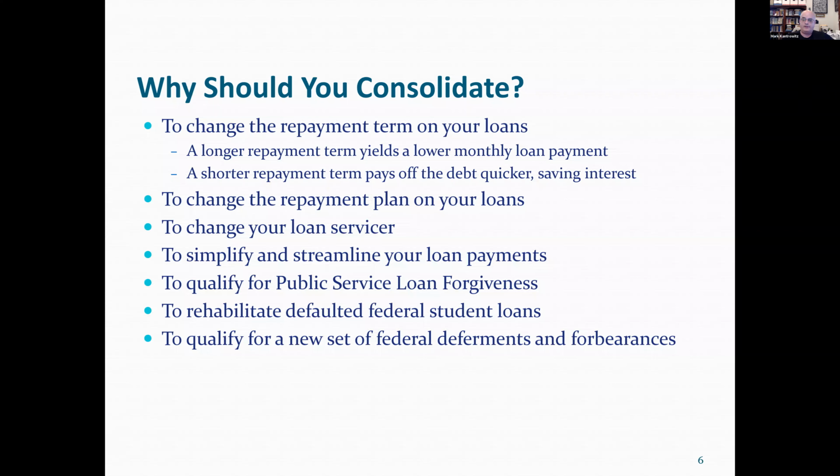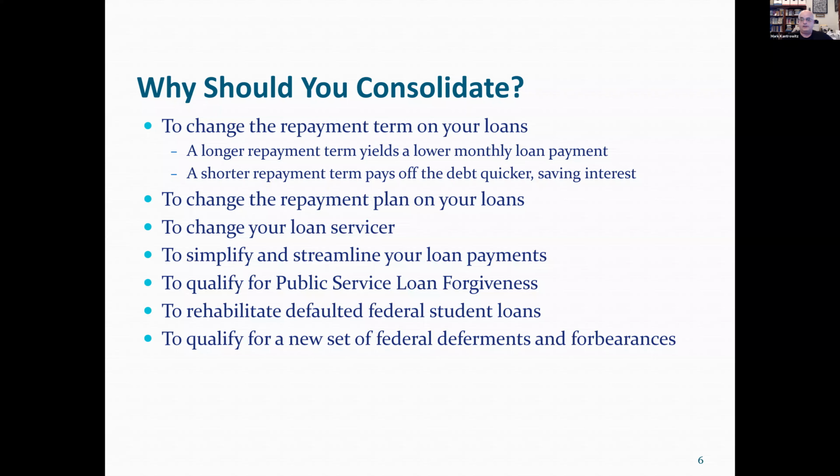There are two methods of rehabilitating defaulted federal loans. One involves making 9 out of 10 consecutive, full, voluntary, reasonable, and affordable monthly loan payments. At the end of that period, the loans are rehabilitated and the default is removed. Somewhat easier process is to consolidate into a federal direct consolidation loan, and this will come with a requirement that you repay the loans under the income-driven repayment plan.